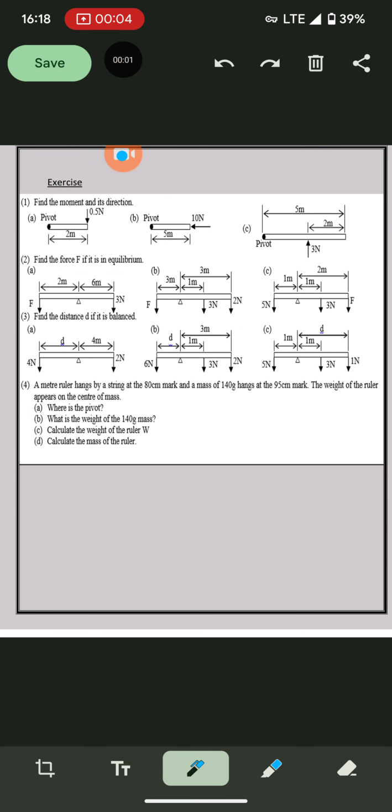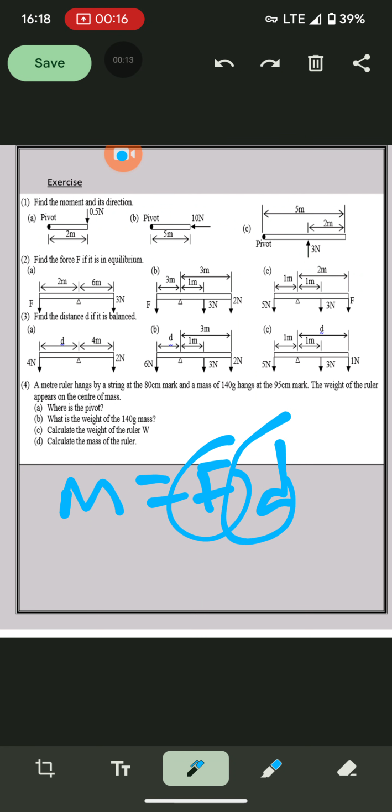Okay, so starting with question 1a, find the moment. When they say find the moment, the formula for moment is F times D. That's all. So you just need the force and the distance. Now this distance, you have to be very careful because they want a perpendicular distance to the line of action. What does that mean?